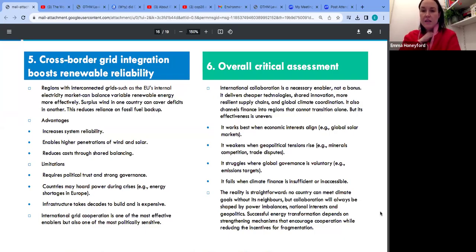So overall, the critical assessment is that international collaboration is a necessary enabler, not a bonus. It delivers cheaper technologies, shared innovation, more resilient supply chains, and global climate coordination. It works best when economic interests align. It weakens when geopolitical tensions arise, so there's vulnerability around minerals competition or trade disputes. It struggles where global governance is voluntary. It fails when climate finance is insufficient or inaccessible.